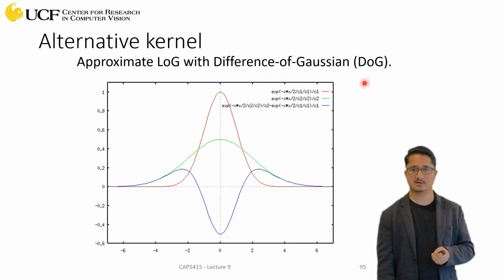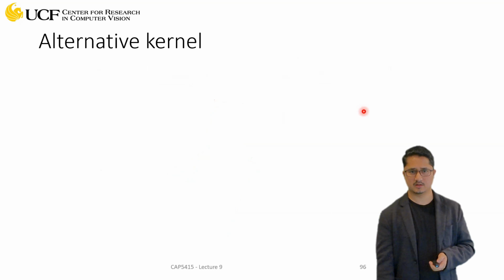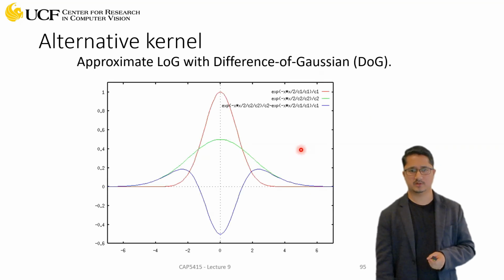And let's try to understand how a DoG is actually approximation of LoG. And I think then we will end it here. We are almost out of time. Let me cover this part.